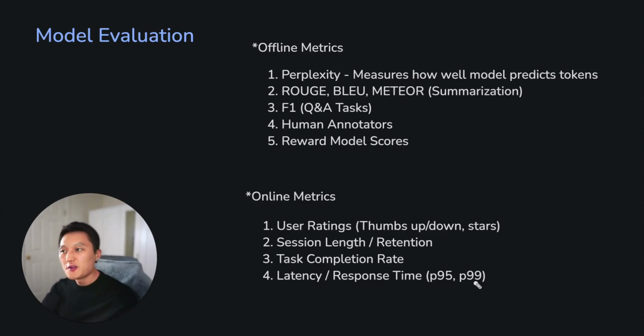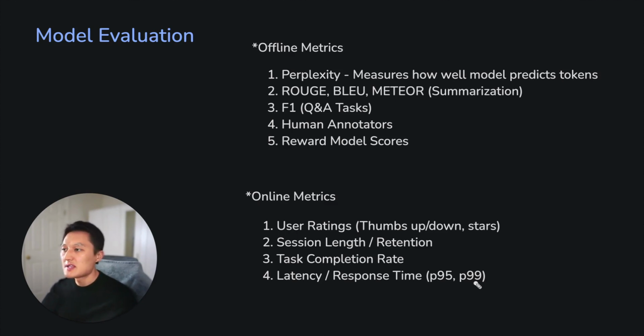Now, one of the fundamental aspects of walking through these types of ML cases is that you want to discuss metrics. There are two sets of metrics that we want to be cognizant of: offline metrics and online metrics. And when we think about offline metrics, we can think about perplexity score. This is a measure of how well a model predicts tokens.